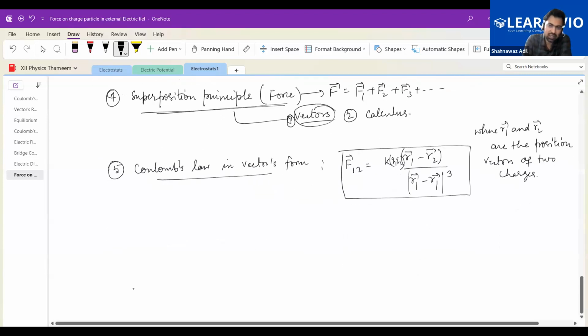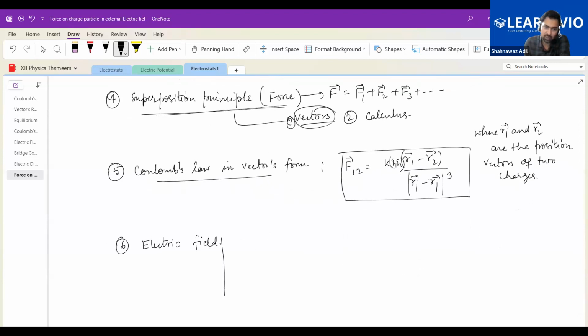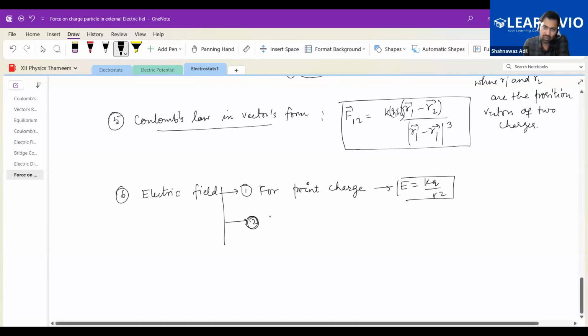And then the sixth thing that we have discussed was the electric field. In electric field, the first point that we talked about is what is the electric field for a point charge, and this is simply kQ by r squared. This thing we have understood. The second thing we have talked about is the superposition principle of the electric field.